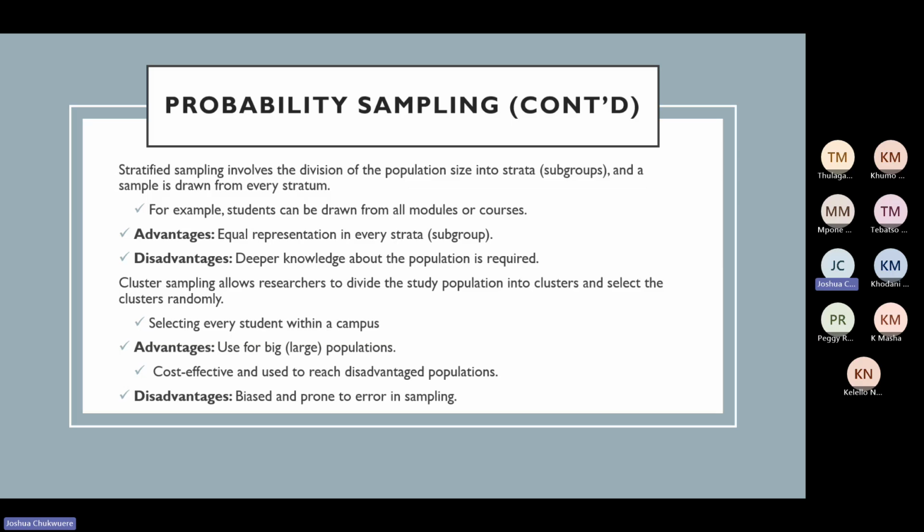It is prone to bias and error in this sampling. So also, no matter what, it can have that element of disadvantage, whereby your selection and your clustering can be prone to even human error and so on and so forth.